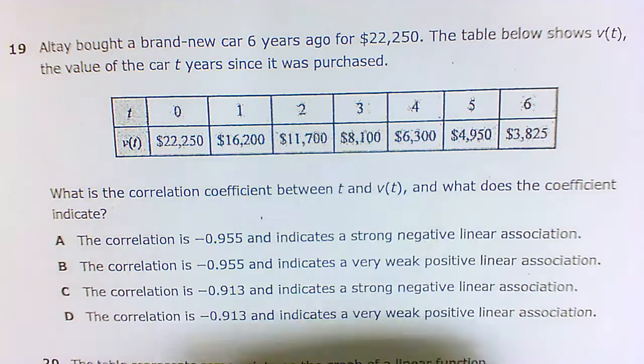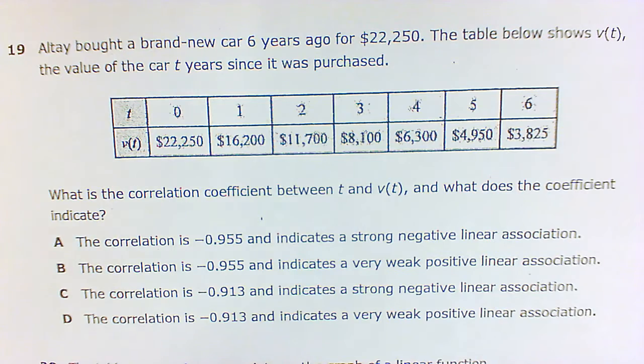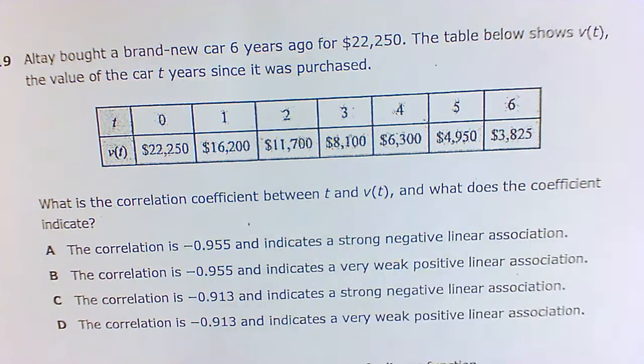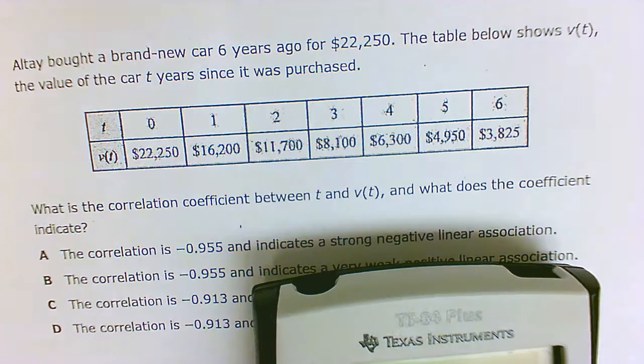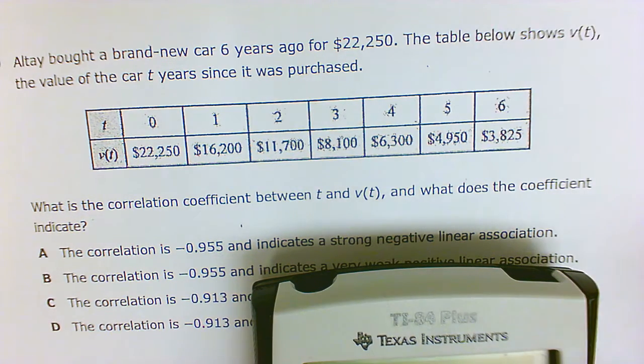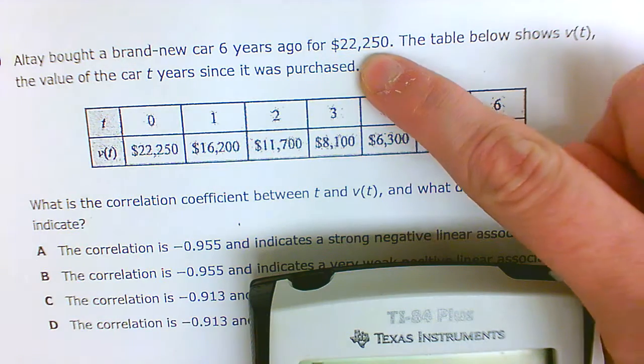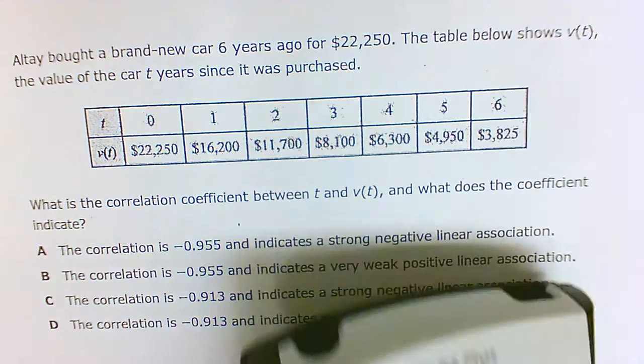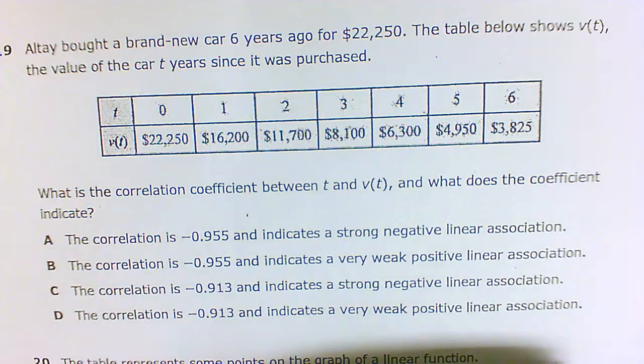2017 benchmark, questions 19 through 30. Okay, so I started 19 on the last one, but it got interrupted by bells, so we're going to do it again. Alte bought a brand new car 6 years ago for $22,000 to $22,250, as shown by the table below. So what's the correlation coefficient?